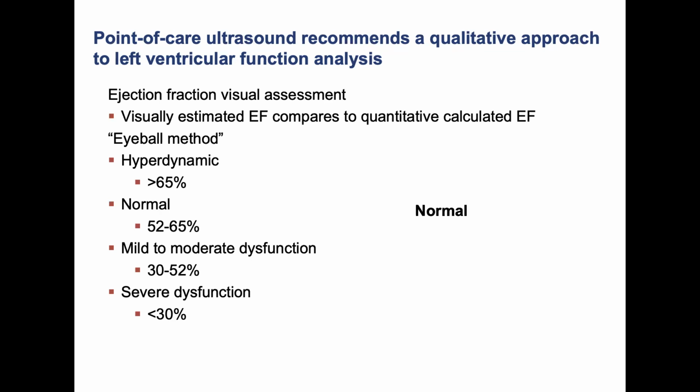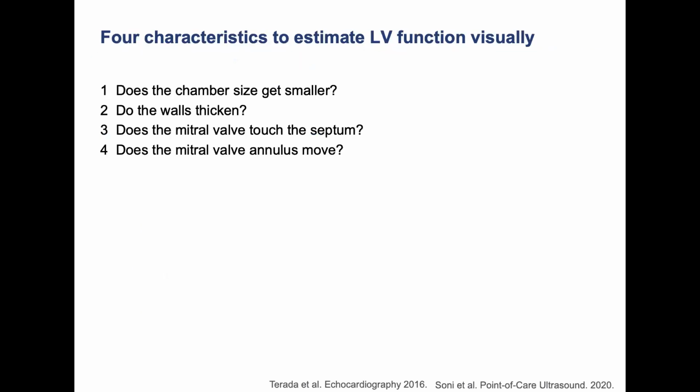And when I'm looking at this, I generally say, hey, is their ejection fraction normal? Is it hyperdynamic? Is it reduced? Or is it severely reduced? And those are kind of the 4 categories I'm trying to put the ejection fraction into. So again, these are the 4 questions I'm going to ask myself when I'm estimating the LV function visually.